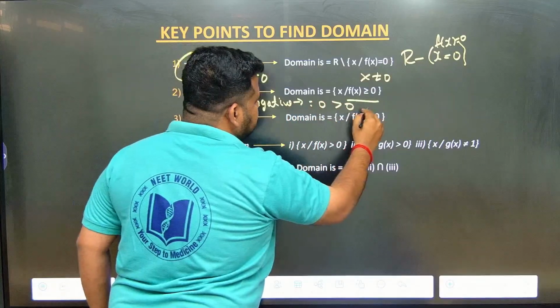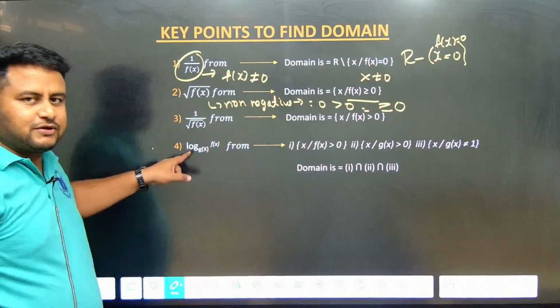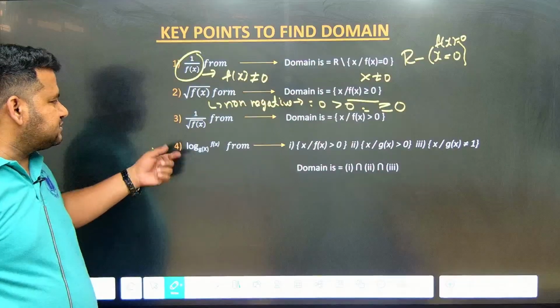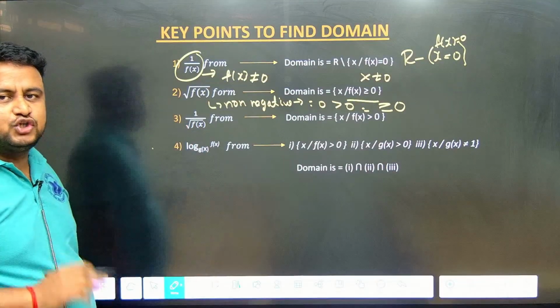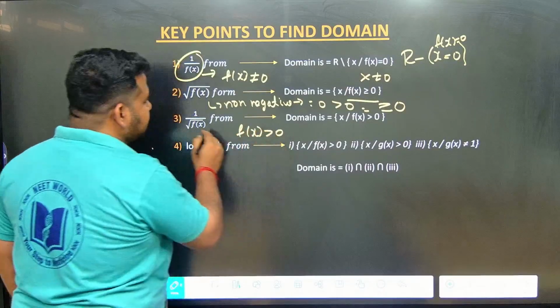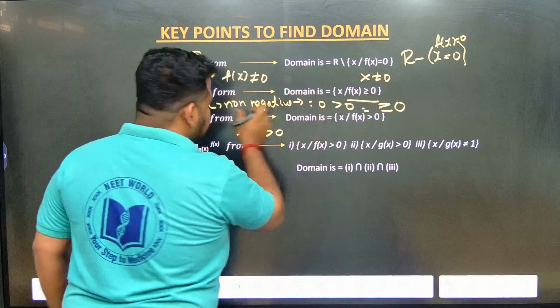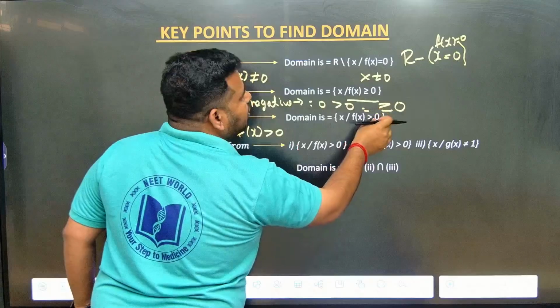So we will write it as greater than or equal to 0. Then if you are having 1 by square root of f of x, that means this term f of x should be a positive value. Here we don't say that f of x is equal to 0. For the square root of f of x in the numerator, we can say greater than or equal to 0.